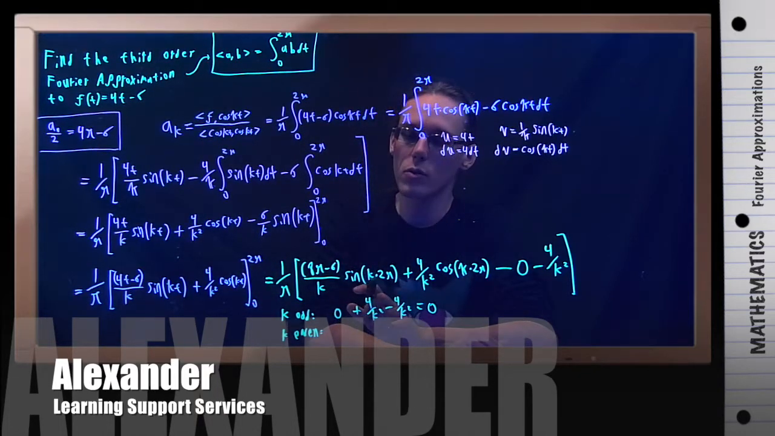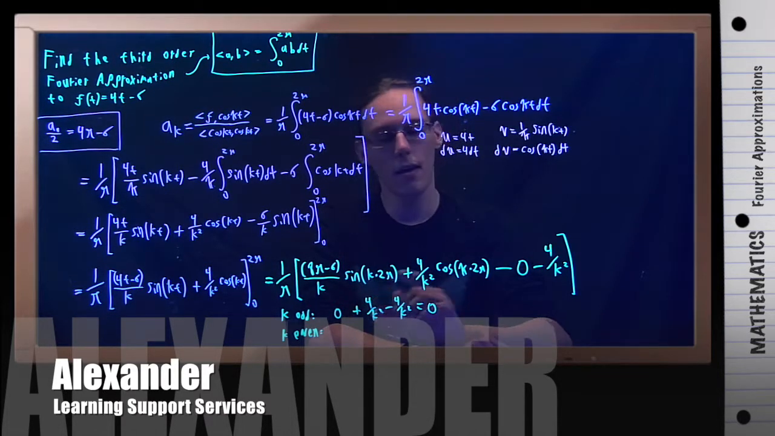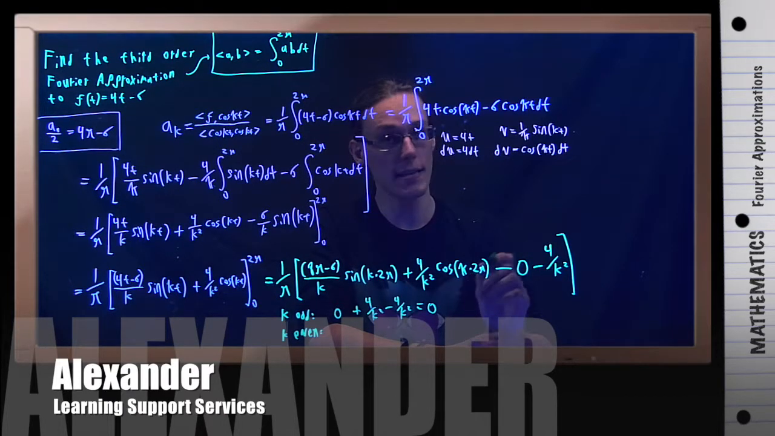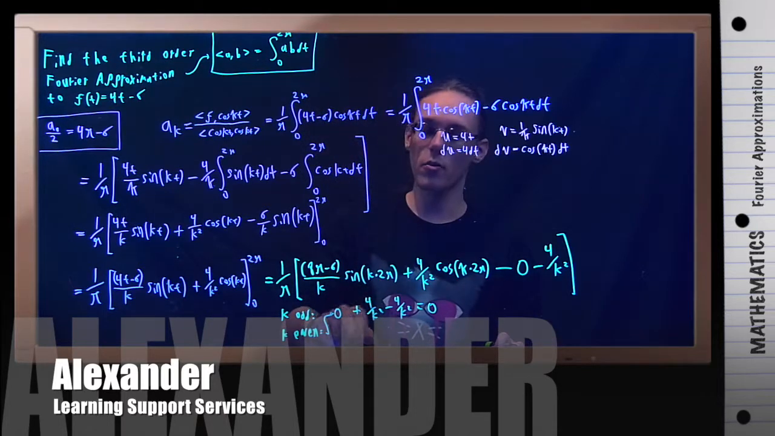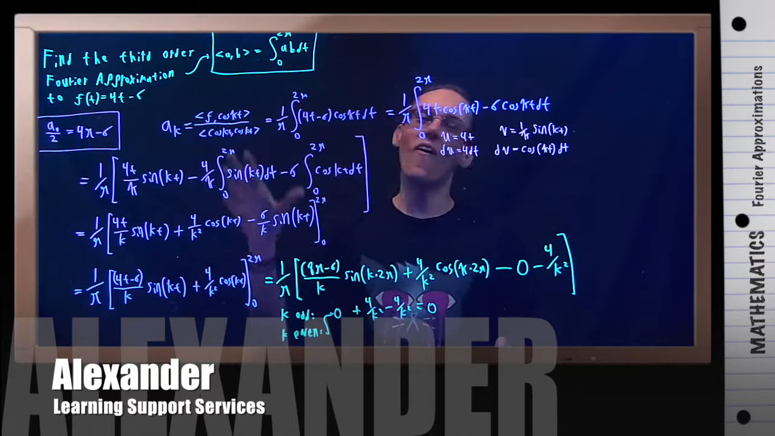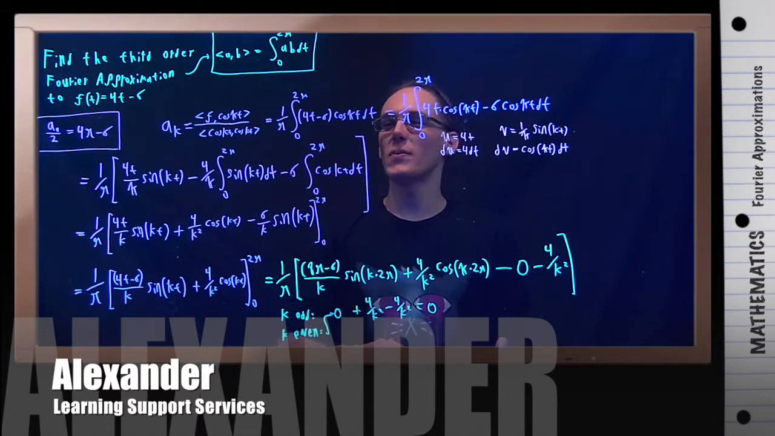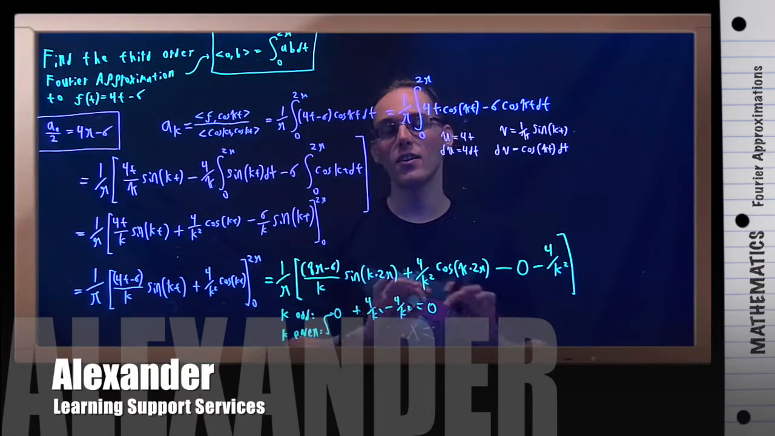Well, if k was even, this would be 4 pi. Sine of 4 pi is still 0. And if this was even, this would be 4 pi. Cosine of 4 pi is still 1. So I still get the exact same situation. 0 plus 4 over k squared minus 4 over k squared comes out to 0. So all that work just to determine that all the coefficients for cosine are 0.